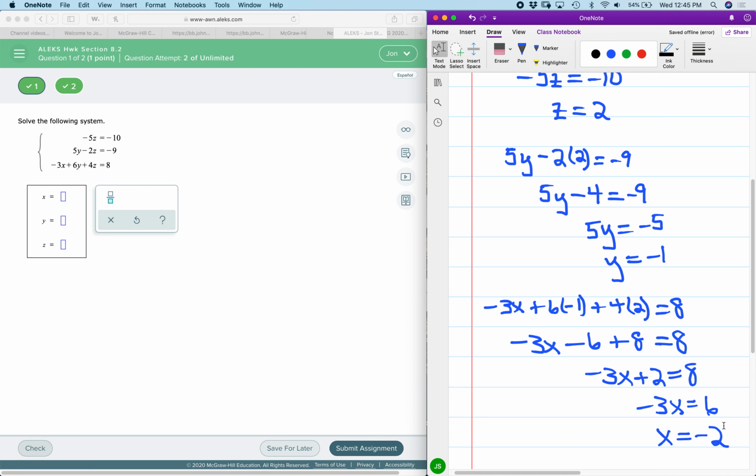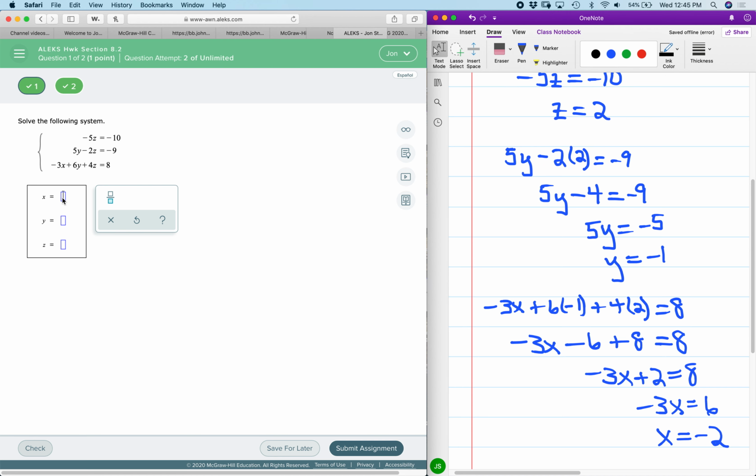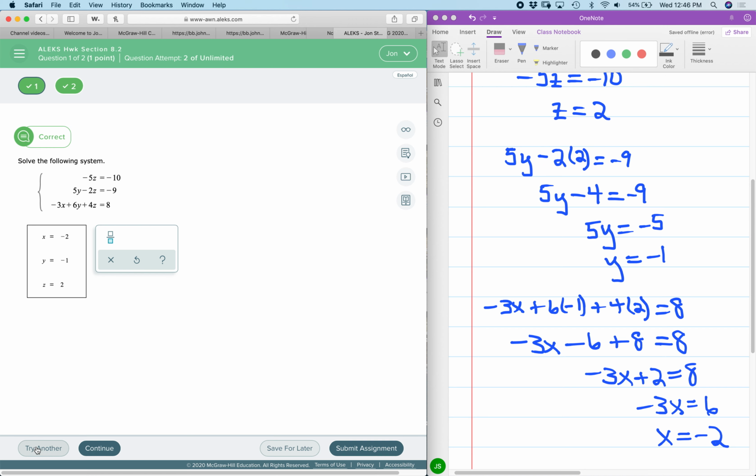All right, looking at what we have for the trio: again, x is at negative 2, y at negative 1, and z at 2. And checking it out, the result is correct.